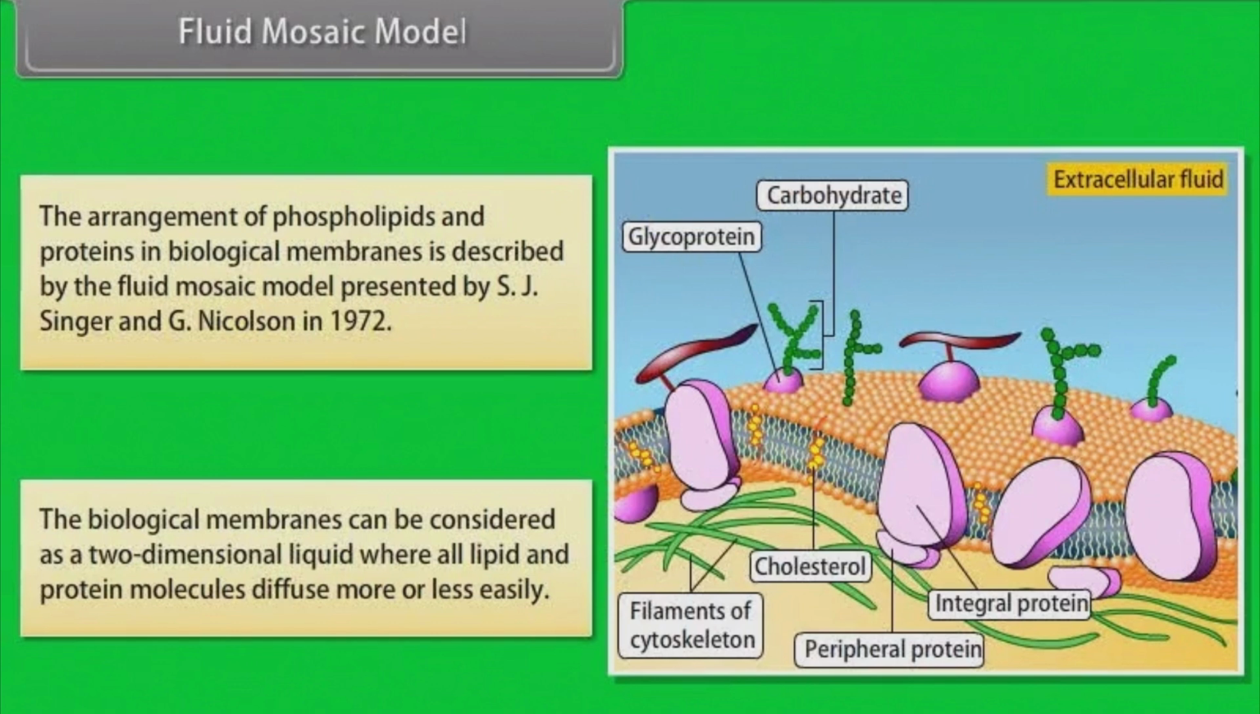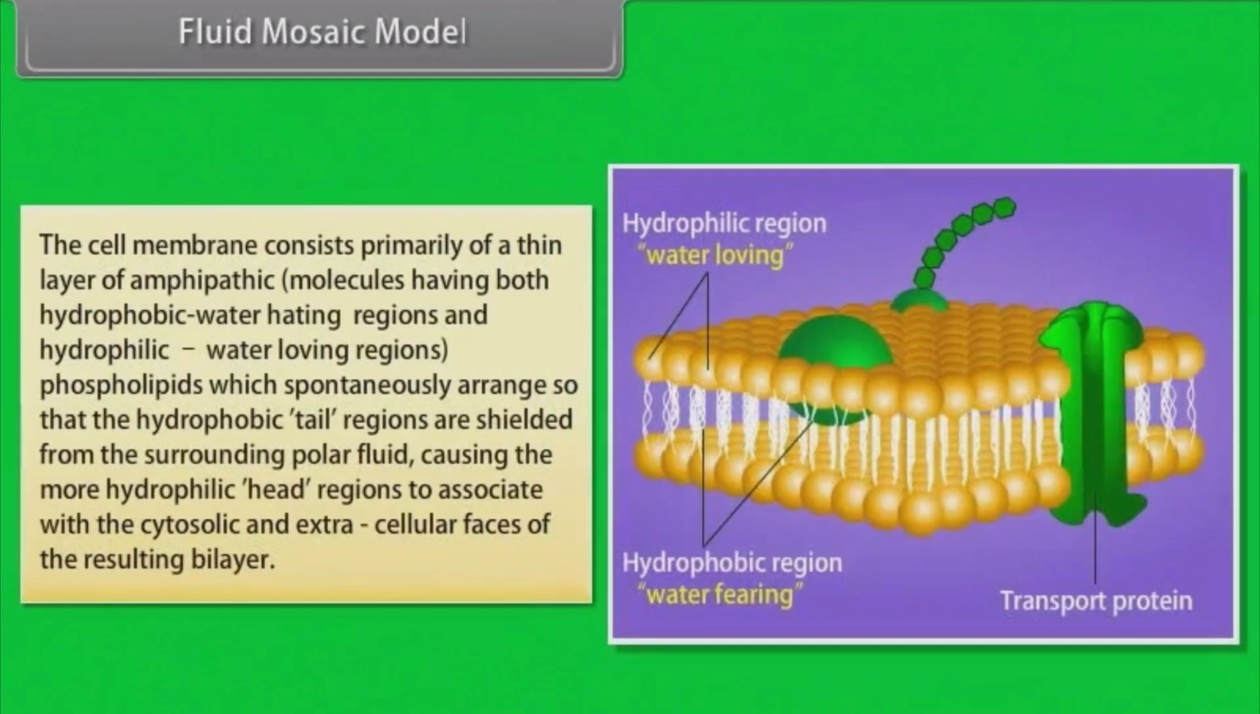The cell membrane consists primarily of a thin layer of amphipathic molecules having both hydrophobic, water-hating, and hydrophilic, water-loving, regions: phospholipids, which spontaneously arrange so that the hydrophobic tail regions are shielded from the surrounding polar fluid, causing the more hydrophilic head regions to associate with the cytosolic and extracellular phases of the resulting bilayer.